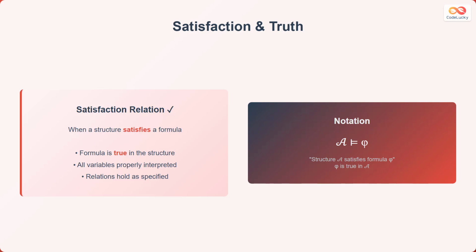The satisfaction relation defines when a structure satisfies a formula. In other words, when a formula is true in the structure. For a formula to be satisfied, all variables must be properly interpreted within the structure, and the relation specified in the formula must hold as described. The notation for this is, A satisfies phi, which is read as, structure A satisfies formula phi, meaning phi is true in A.